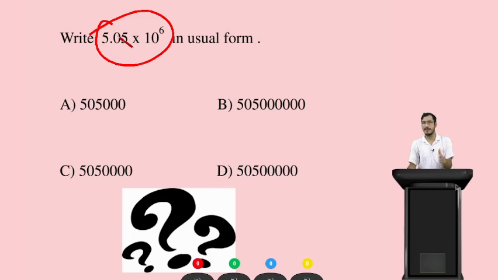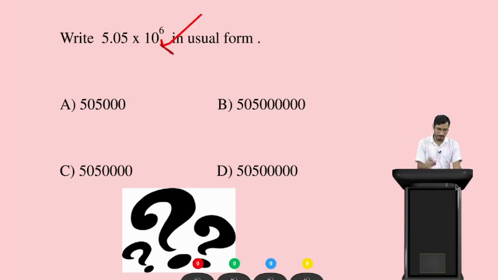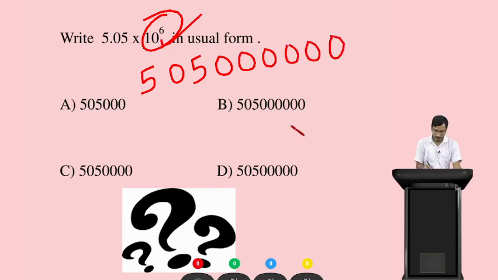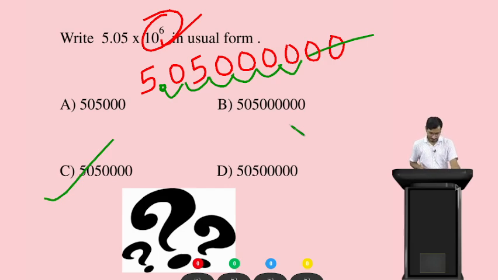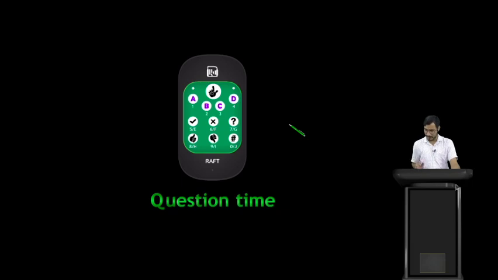Okay students, time's up. The right answer: you can see the power of 10 is 6, which means the decimal moves from left to right by 6 places. So here 5, 0, 5, and then 1, 2, 3, 4, 5, 6. The decimal moves 6 places from left to right. You can see there are 4 zeros, so 505 followed by 4 zeros. So the answer is option C. Very good. Now let's move to the next part.